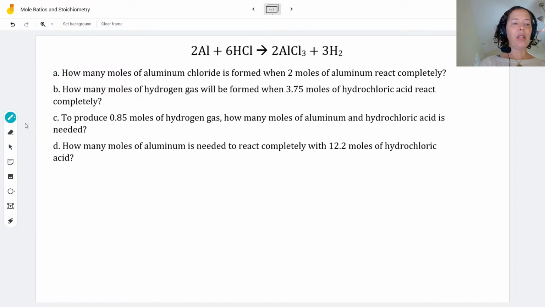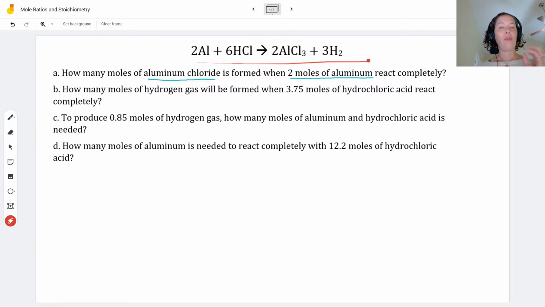How many moles of aluminum chloride is formed when 2 moles of aluminum react completely? Okay, so first I want to identify what 2 molecules am I comparing and what is the mole ratio. So aluminum chloride, of course, is right here, and it's got a 2 in front of it. That is its stoichiometric coefficient. And I'm comparing it to aluminum, which is right here. It also has a 2. Now, your mole ratio is only dependent on your balanced chemical equation.